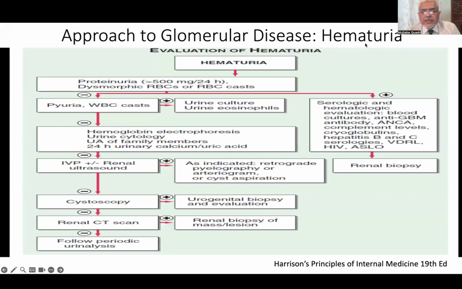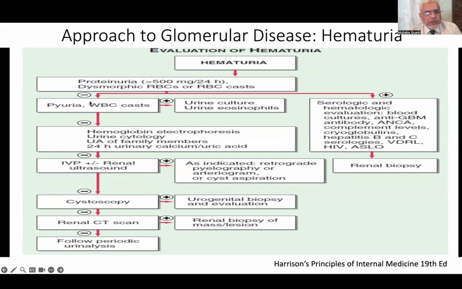You can also have post-obstructive proteinuria with obstructive uropathy and also bladder tumors. Normally, when you are looking at hematuria, you can go towards the urological side or the nephrological side, when there's an associated proteinuria of more than 500 milligrams with dysmorphic RBCs or RBC casts. This requires serological and hematological evaluation, which may include blood cultures, anti-GBM, ANCA, complement levels, cryoglobulins, Hep B, C serologies, VDRL, HIV, ASLO, antistreptolysin O titers, malaria thick and thin smears, or COVID antigen, and eventually renal biopsy.